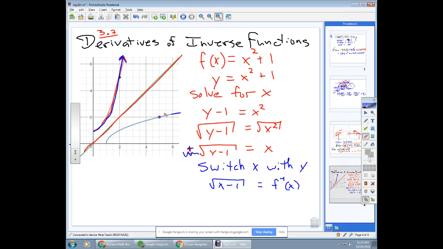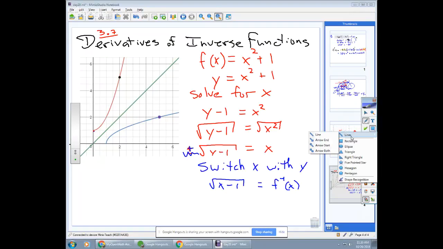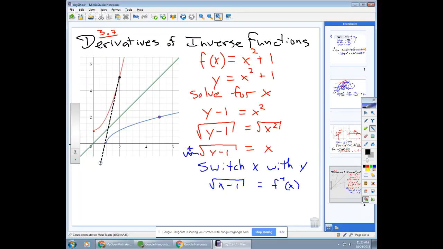And you may actually need to do that in some homework questions. Okay, so we could find the slope at this point right here if we wanted to, and we're going to get a tangent line. So let me whip out a tangent line there. So a tangent line, sure, let's go with black tangent lines, and let's make them dotted or dashed today.